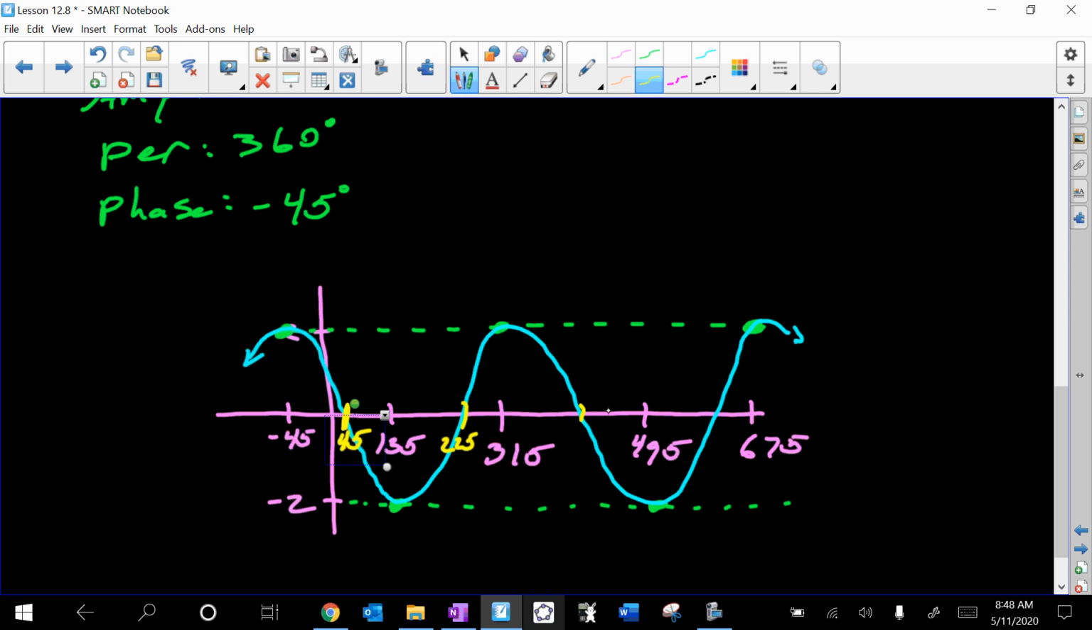And you can start to see the pattern within this. I'm going to find the next one. It would be 315 plus 495 divided by 2 gets us 405. And then the last one in here is going to be 585. Those would be the locations of your intercepts.